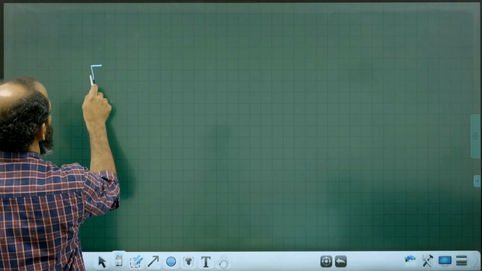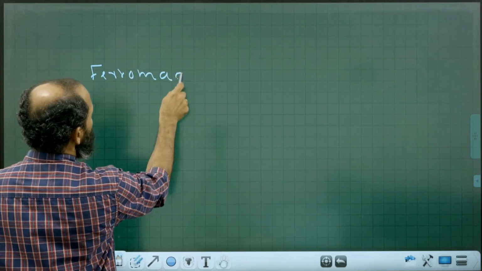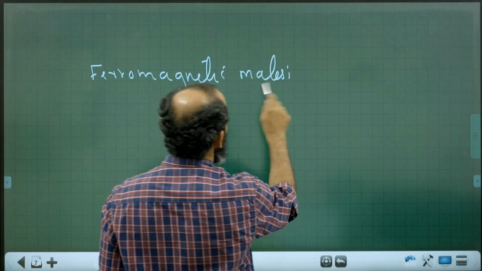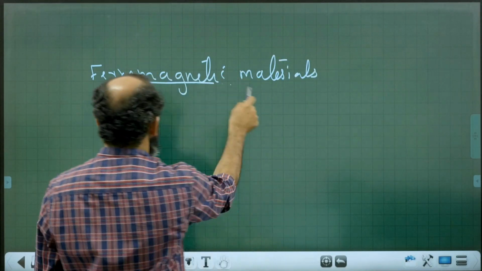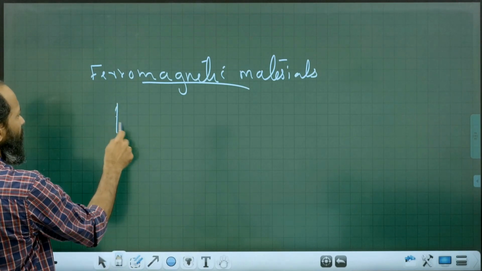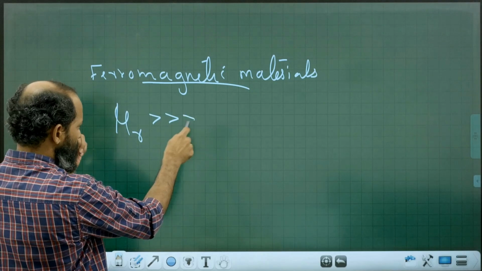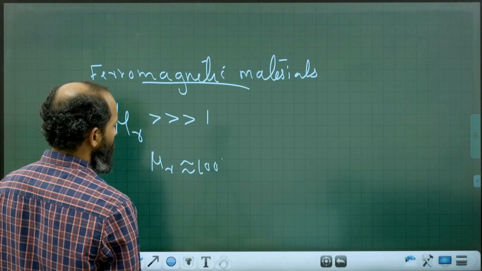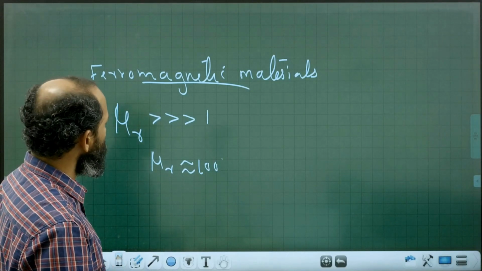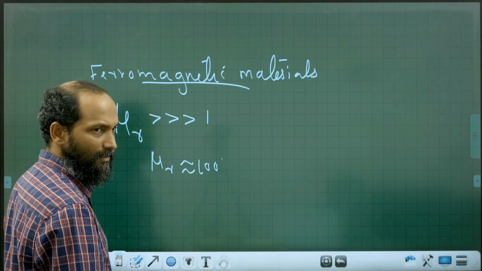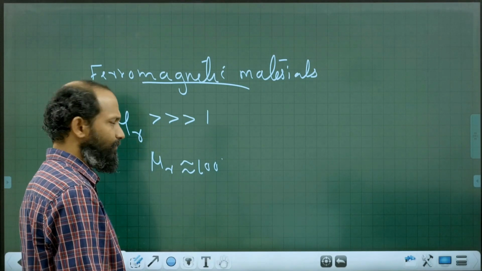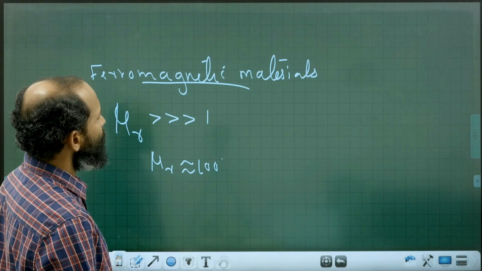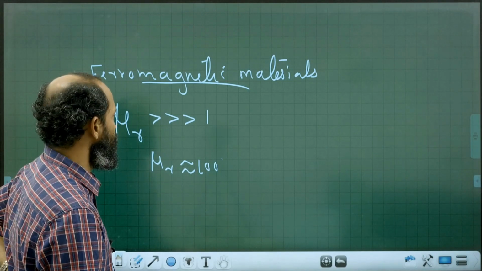First one is a ferromagnetic material. Ferromagnetic materials are those materials which have strong magnetization. So mu r is much larger than 1. That means mu r may be a few hundreds. Permeability is large. Relative permeability is a round figure number close to 100, 150, 250, 200, like that. Ferromagnetic materials will have greater values of susceptibility also.